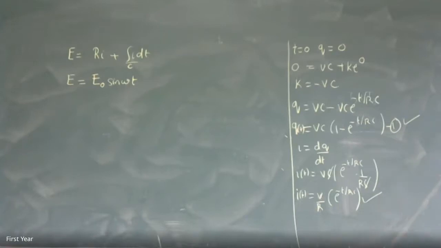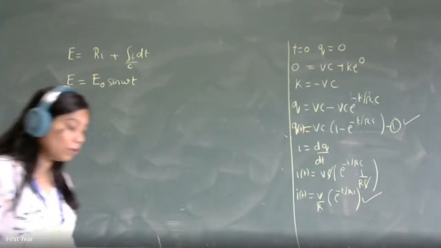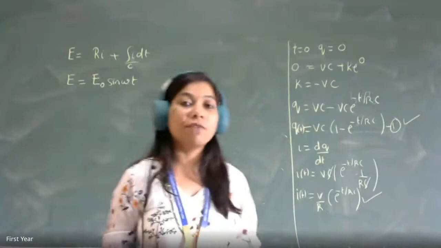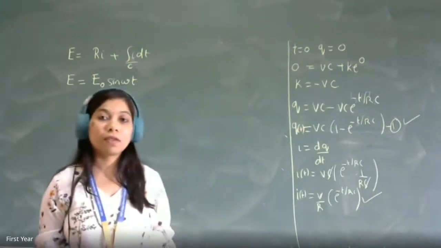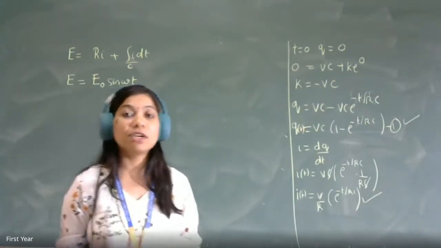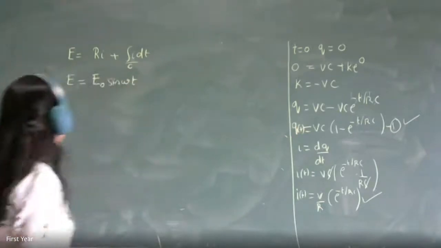So first of all, you have to get into picture the differential equation. I can see integration in this. I do remember I told you a differential equation will never have integration. So I have to get rid of this integration. So what will you do? We can write I is equal to dq by dt. We will differentiate it.